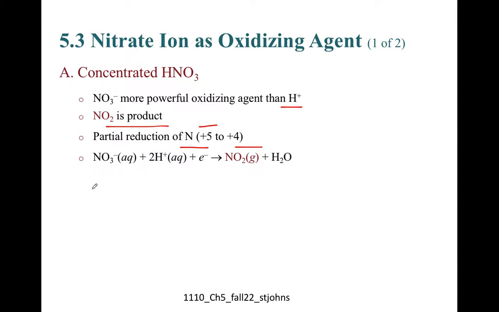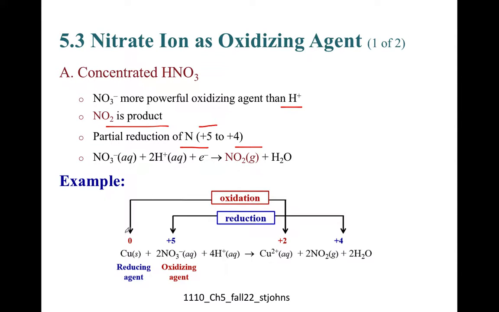Look at the reaction example here. Copper metal is the reducing agent, meaning oxidation is happening, and the oxidizing agent is nitrate ion. Here the nitrogen charge is plus 5, and in NO2 gas the nitrogen charge is plus 4.